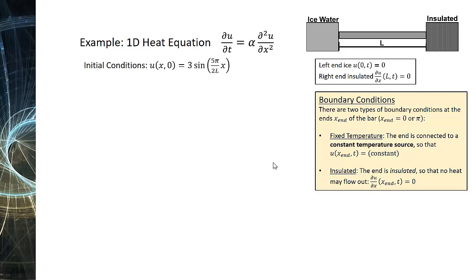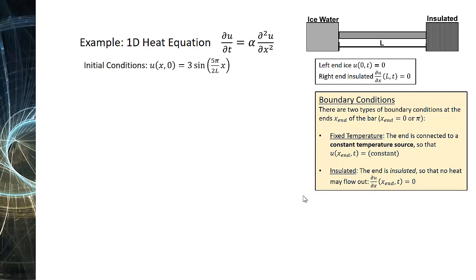If an end is insulated, then it's not the temperature that's held fixed, but rather it's the derivative of the temperature with respect to x that is held fixed. And in particular, that's held at 0. So no heat is flowing into the bar at the right end. That's what that condition tells us. So let's try and solve this 1D heat equation with these different sets of boundary conditions, and then an initial condition given here, something that looks like 3 sine of 5 pi over 2L times x.